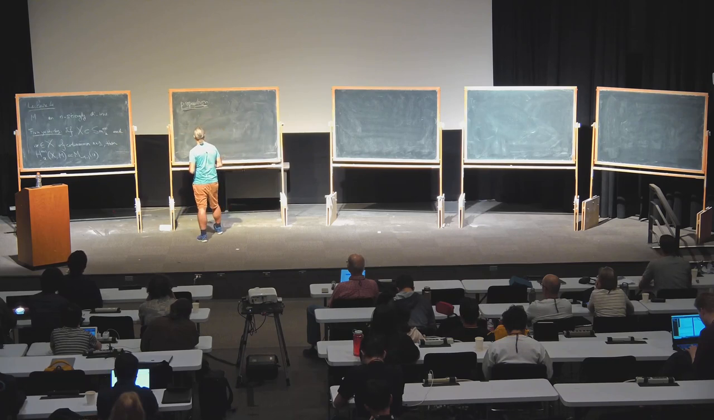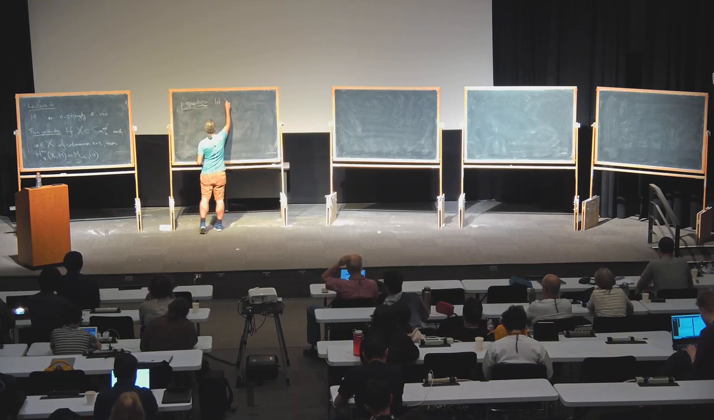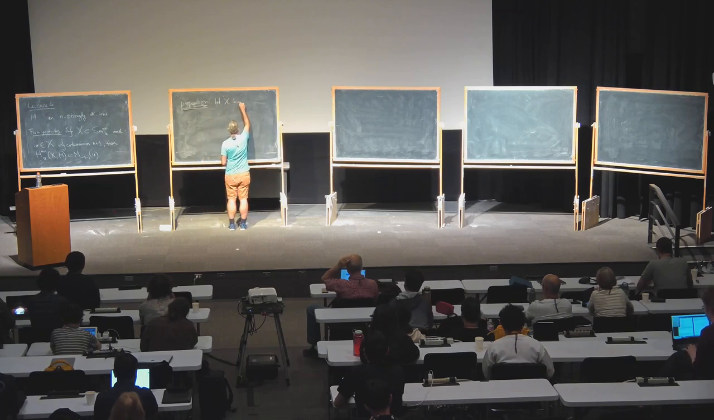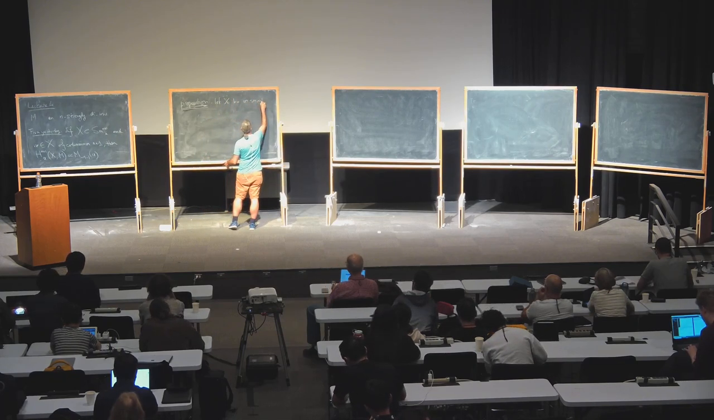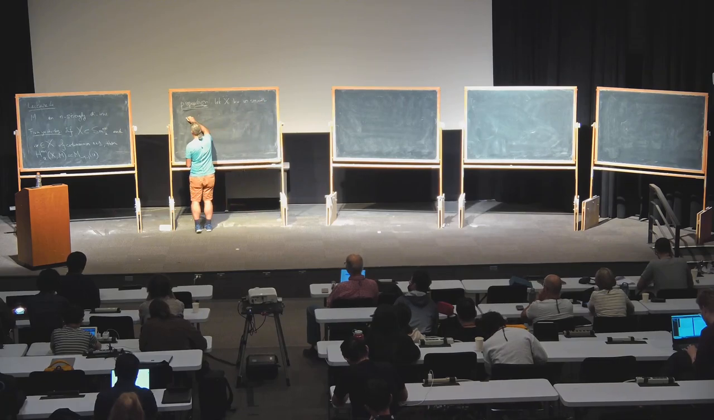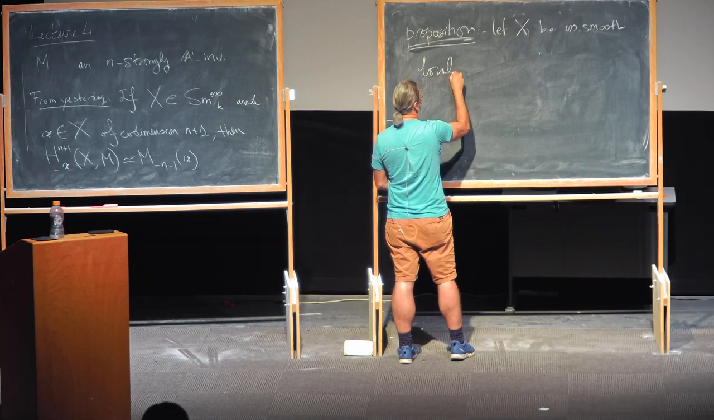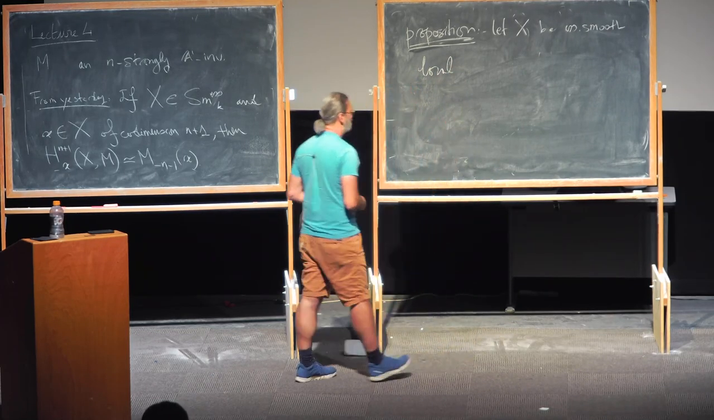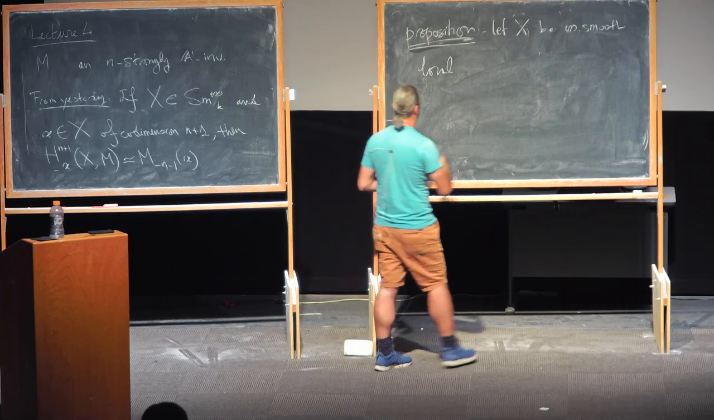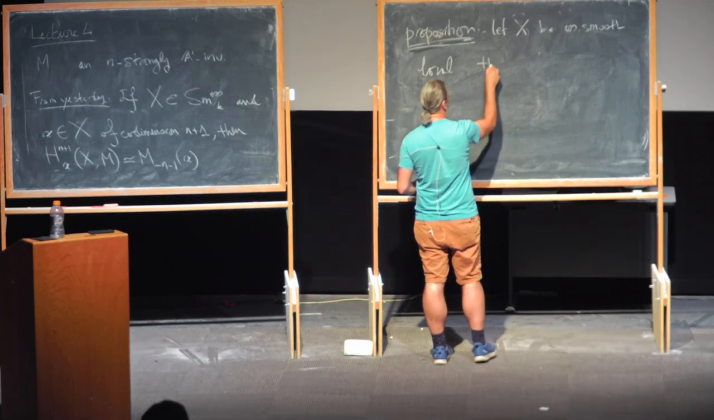And we will use the following proposition. So let X be essentially smooth local, but without any condition on the dimension. So it can be arbitrarily large. So then we have the following.